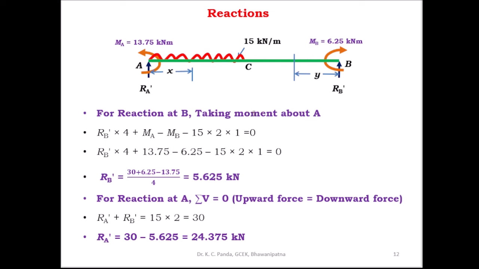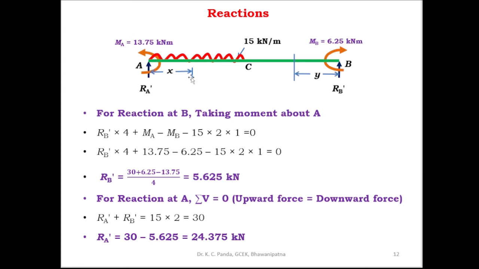Then by taking the summation of vertical force equal to 0, that is upward force equal to downward force, you can find out the reaction at A, that is RA dash. RA dash plus RB dash is equal to the total downward force, 15 into 2. RA dash plus RB dash is equal to 15 into 2 is equal to 30. Then RA dash is equal to 24.375 kilonewton.